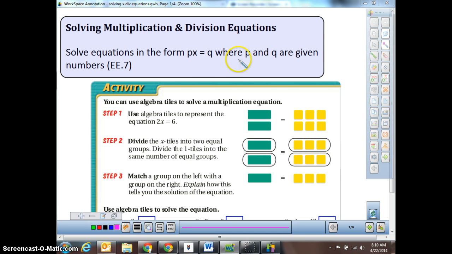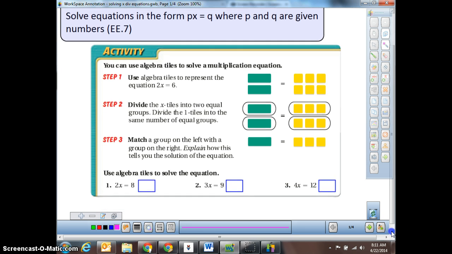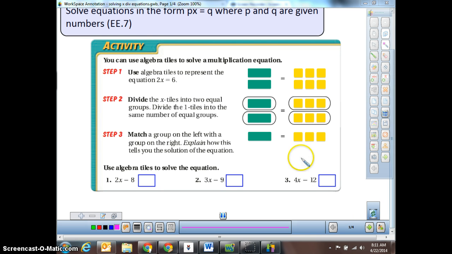And you can see our standard up here, solving equations in the form of px equals q, where p and q are given. So just like before, you're going to be given a number for these and you're solving for x. So we're going to go back to some algebra tiles here, and we can see one demonstrated here. We've got algebra tiles to represent the equation 2x equals 6. We've got 2 x's and we have 6 yellow squares.